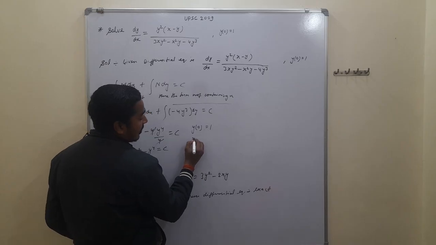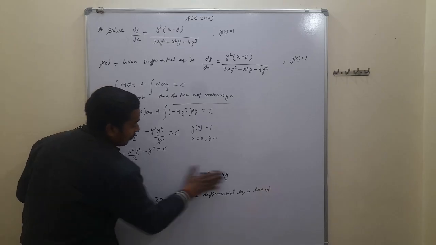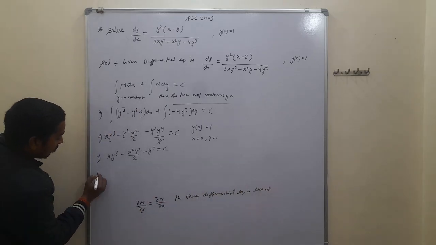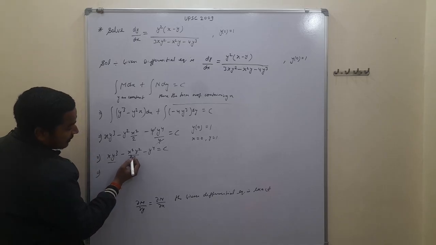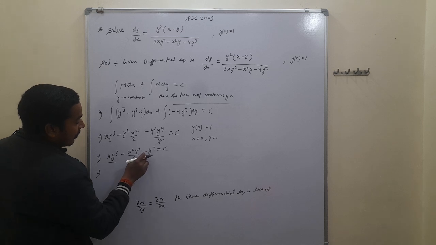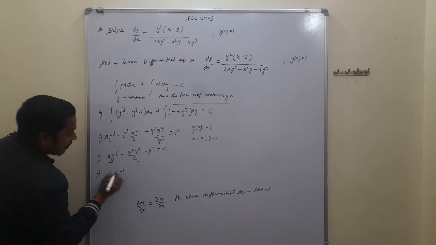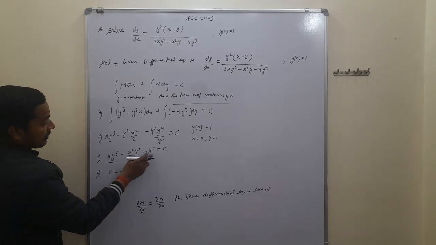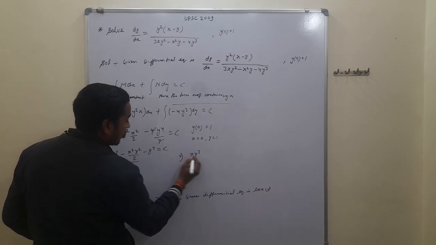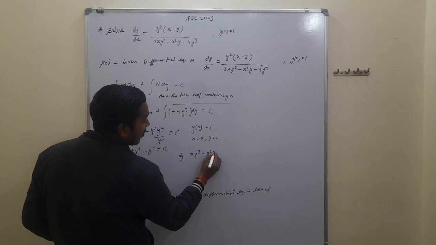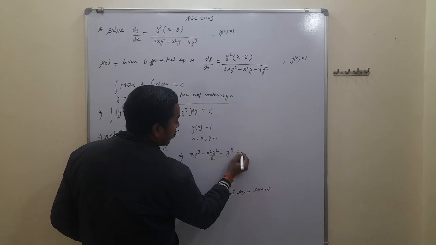So we write x = 0 and y = 1. Putting x = 0, this part is 0, and this part is also 0, and the last term does not contain x. Putting y = 1, this gives c = −1. Further, putting the value of c, this gives xy³ − x²y²/2 − y⁴ = −1.